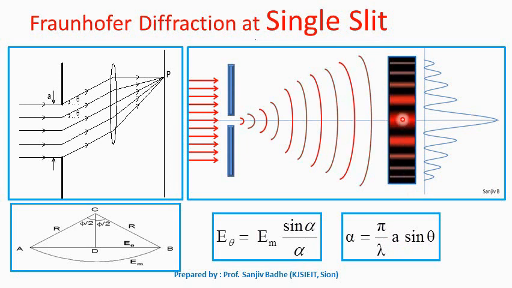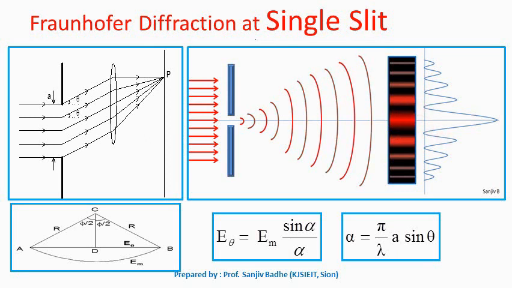The intensity distribution in single slit diffraction looks like this. For theta equal to 0, we get principal maximum. The intensity of this maximum is highest at the center. It reduces gradually and reaches 0. So this is the first minimum obtained. This is the first minimum on the other side.